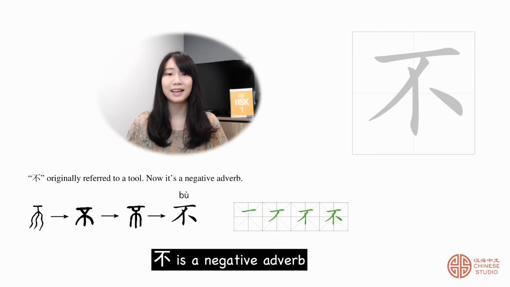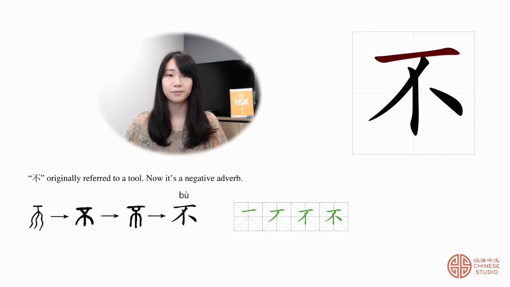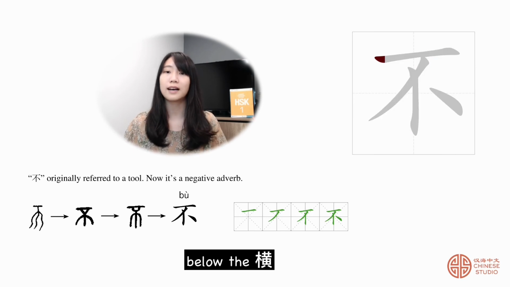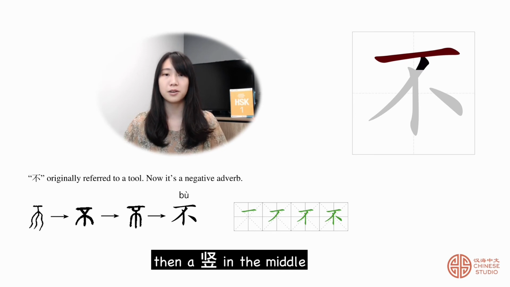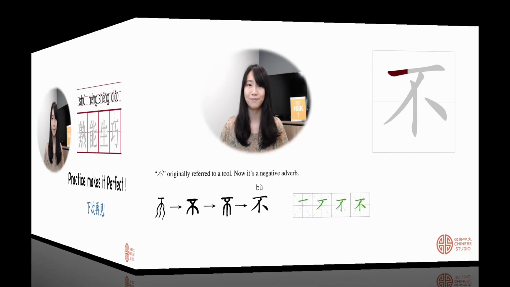不 is negative adverb. It starts from the top with a 横. Then we write a 撇 below the 横. Then a 竖 in the middle. Lastly, finishing it with a 点 on the right.